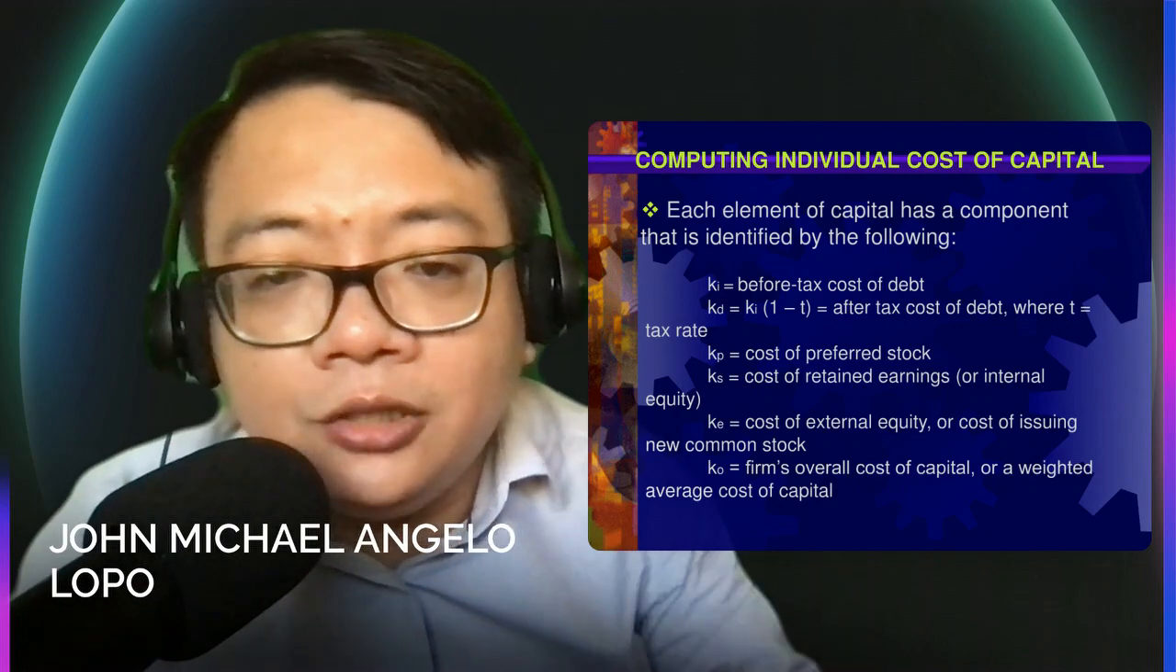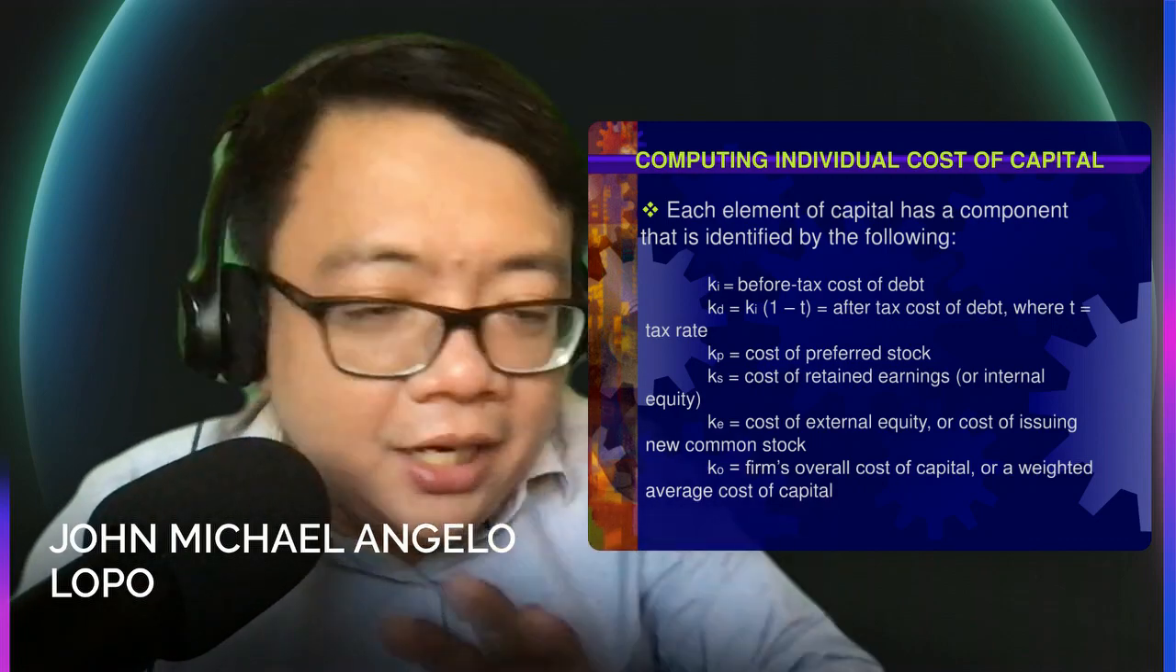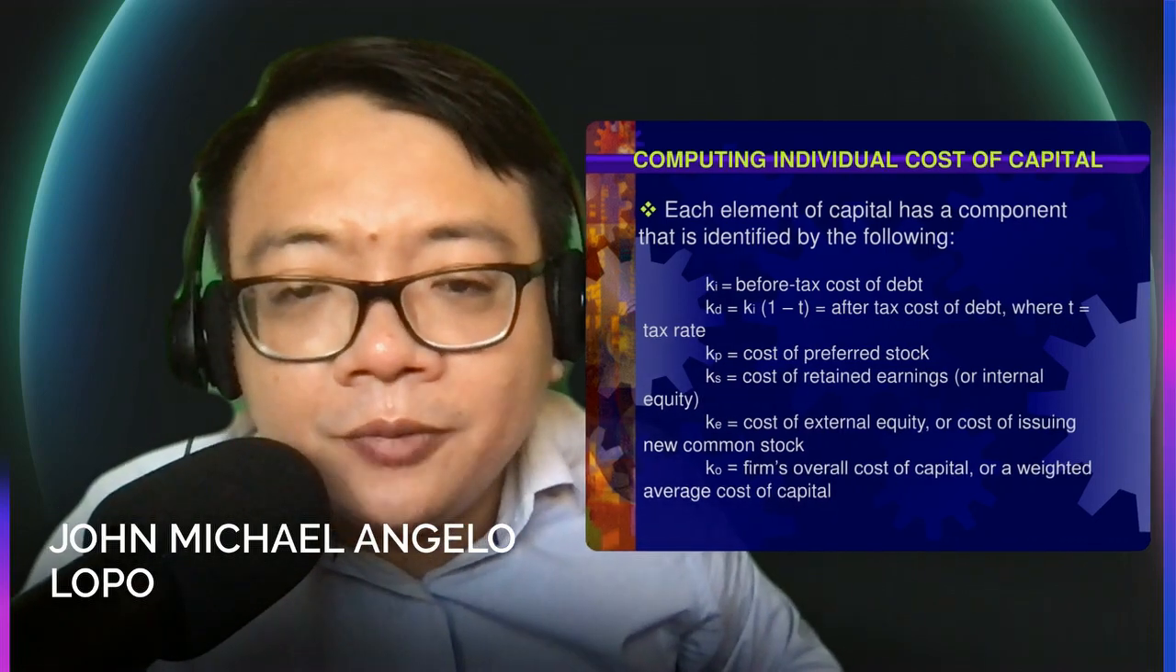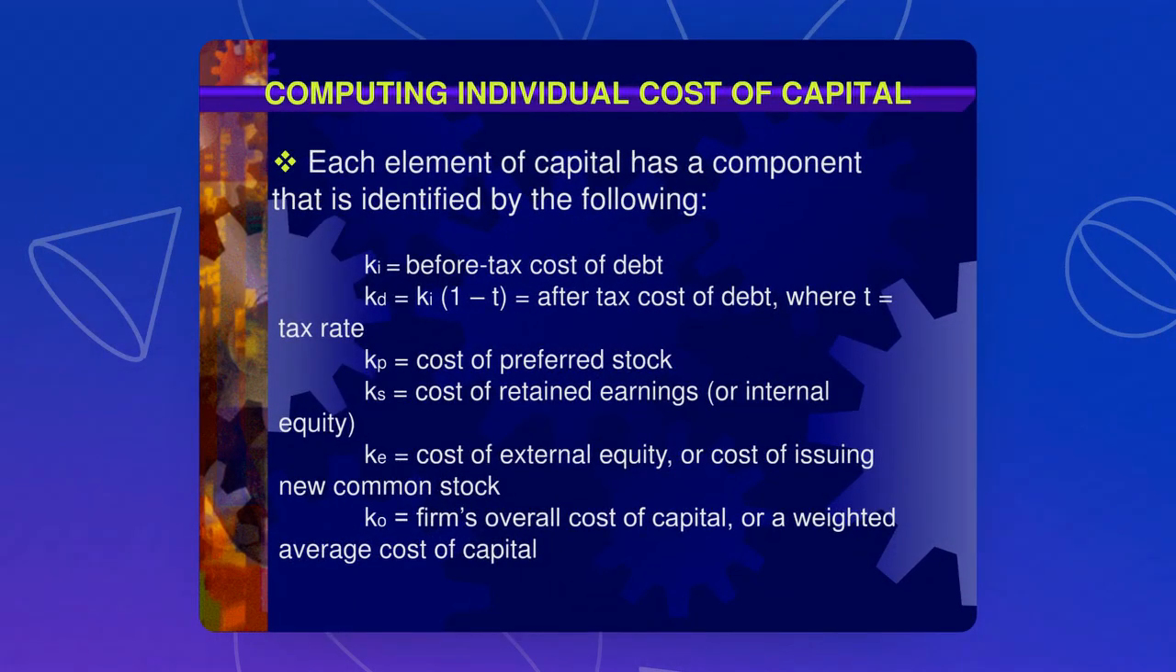Before tax cost of debt is KI, KE. Bahala kayo, class. As long as for me, the before tax cost of debt is KI, while the after tax cost of debt is KD, which equals KI multiplied by 1 minus tax.